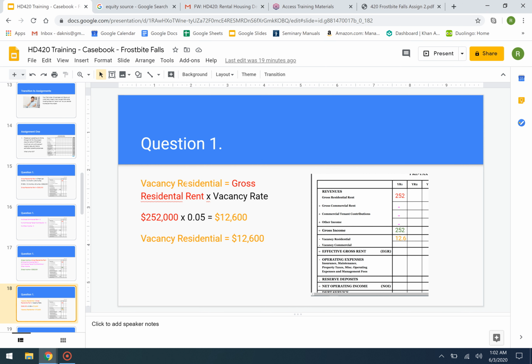Vacancy residential, the next line right here, you're going to be minusing that away. We get that number by not looking at the gross income, but looking at the gross residential rent. That's 252 in red up here, and we times it by the vacancy rate. We were told earlier in the problem that there's a 5% vacancy rate. So 5% of 252,000 is 12,600. So we plug that number in.